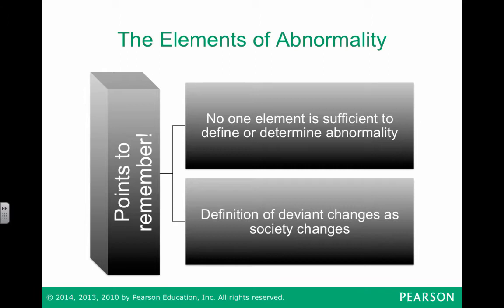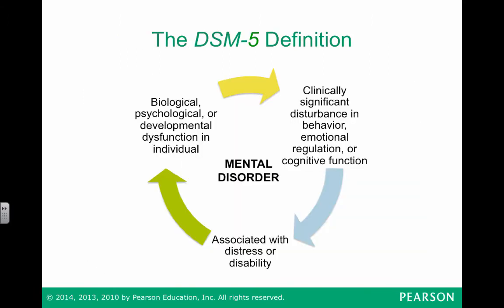No one element is sufficient to define or determine abnormality. We can't choose just one thing and go ahead and determine that that person is exhibiting abnormal behavior. And second, the definition of deviant changes as society changes. Some examples that we look at would be multiple piercings or multiple tattoos that at one time may have been a sign of some deviant behavior, but now is accepted.